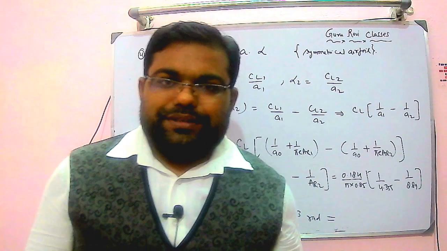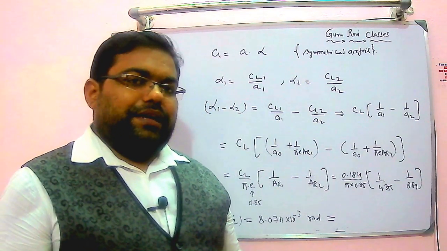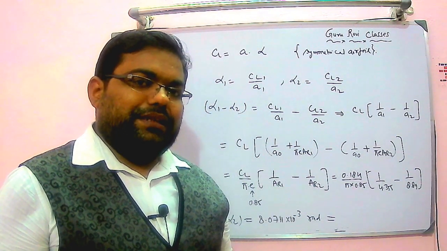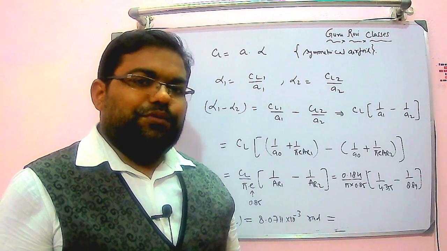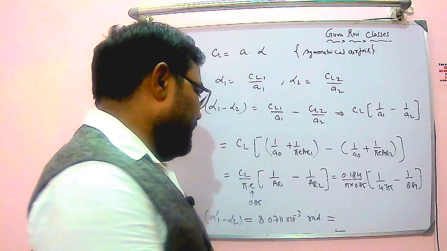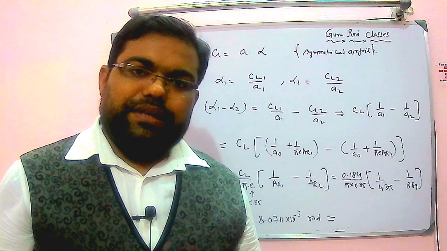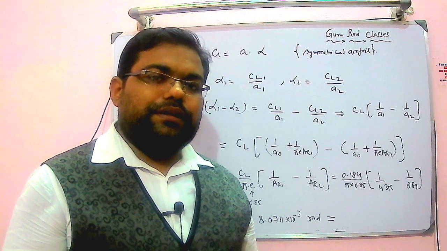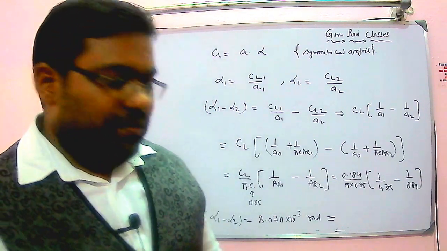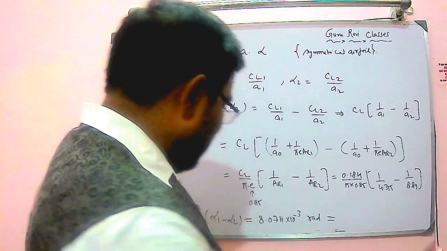Basically nothing is mentioned whether it is a straight wing or a tapered wing. So I would suggest at this point either you can put E equal to 0.85, or even if you put E equal to 1, that will also make your problem easy. So I will do that modification.